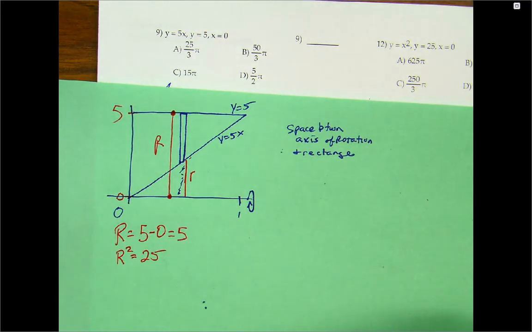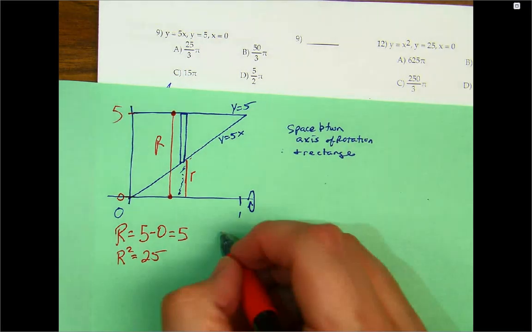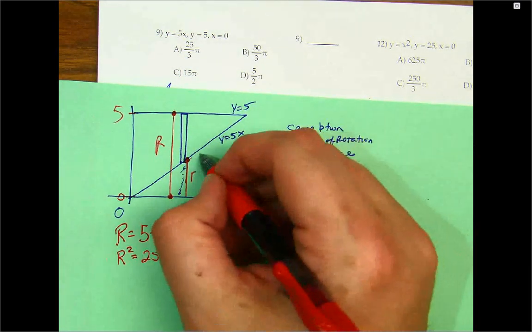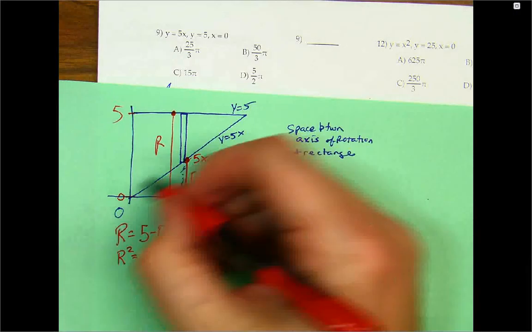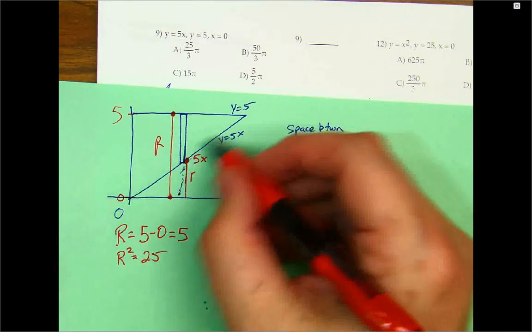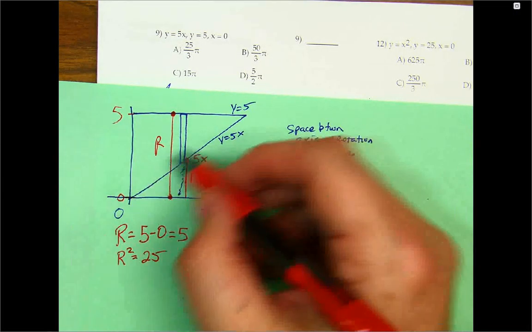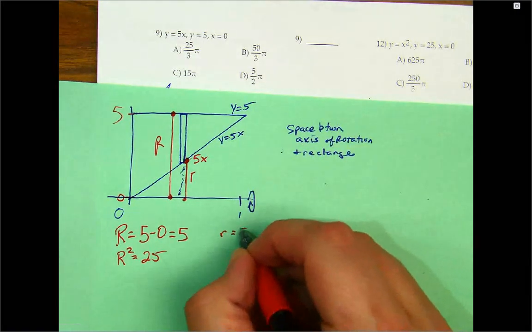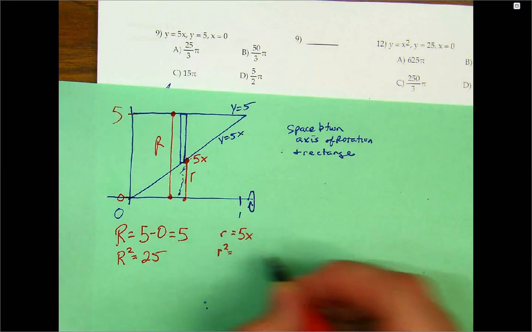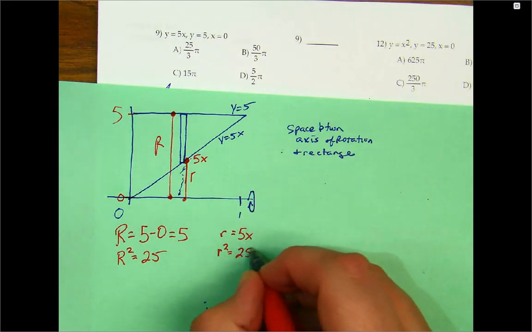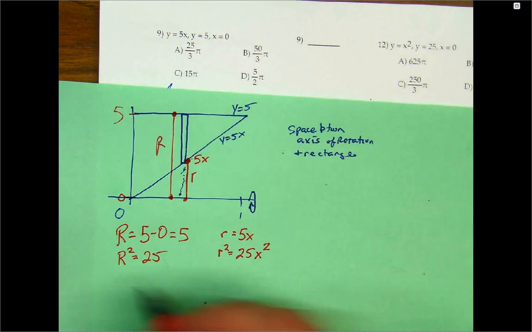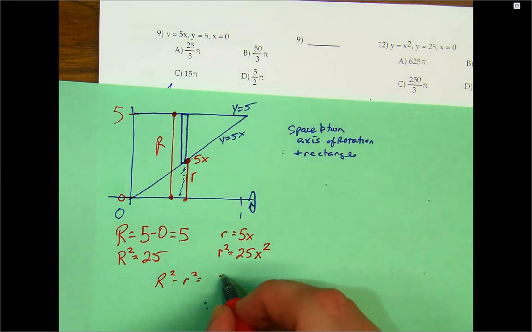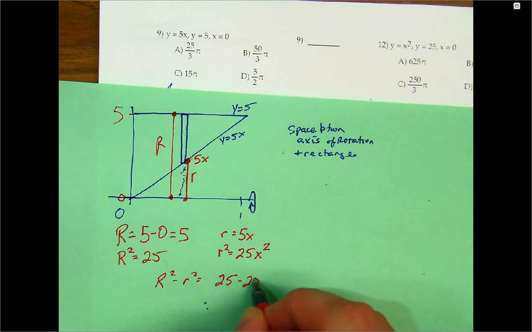All right, now, going for little r. What's this value for little r? 5x. Whenever you hit one of the lines, it's going to be the equation of that line. So in this case, it's 5x. And that's 0, so little r is 5x. So what's little r squared? 25x squared. So what's big R squared minus little r squared? 25 minus 25x squared.